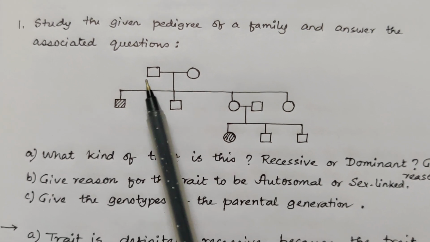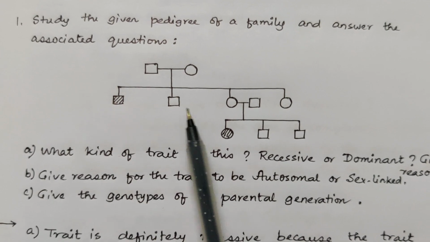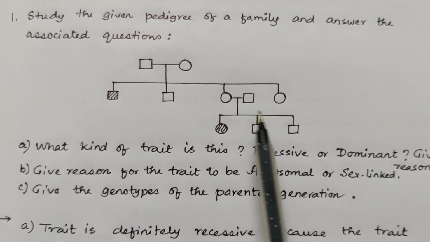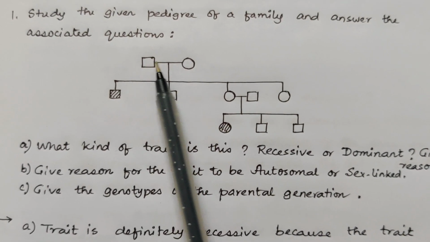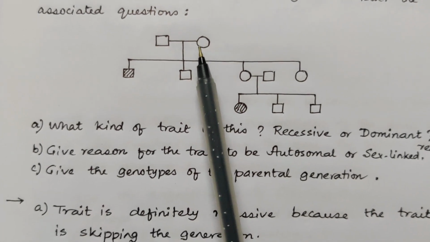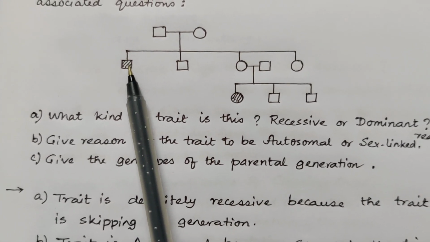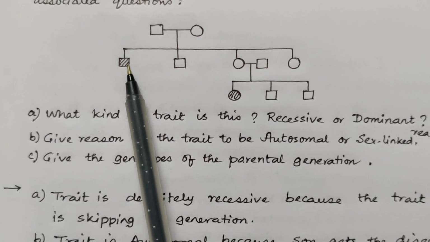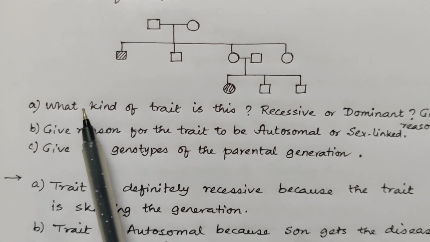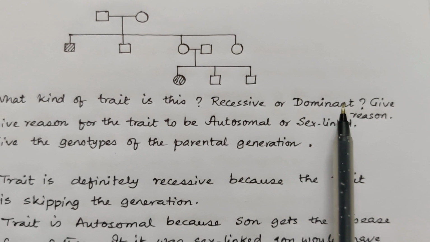Now here you can see the parents. The parental generation, this is F1 generation, first filial, and this is second filial generation. The parents are not affected. In this pedigree, parents are not affected, but one of the offsprings is affected. If the parents are not affected and the offspring is affected, this clearly shows that the trait is recessive.